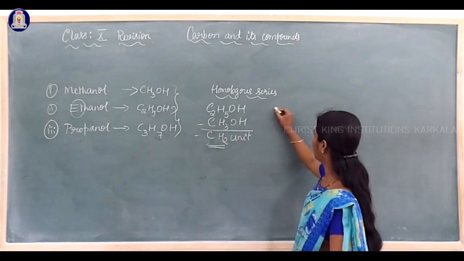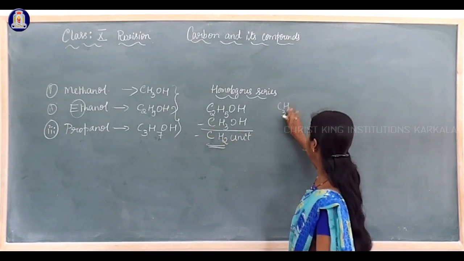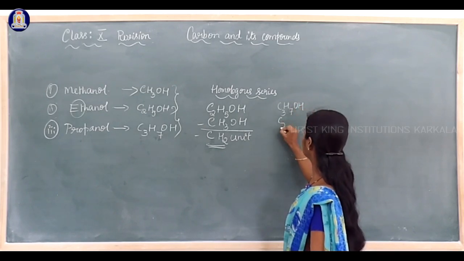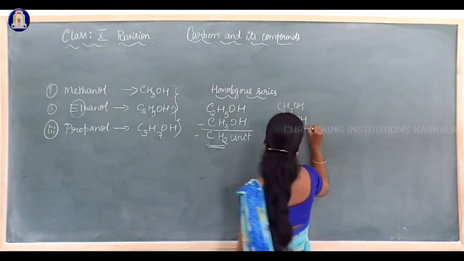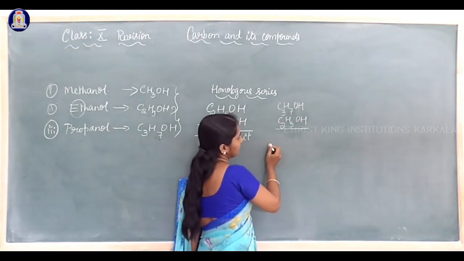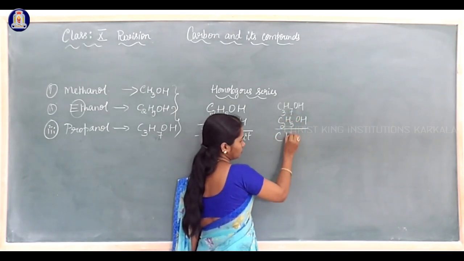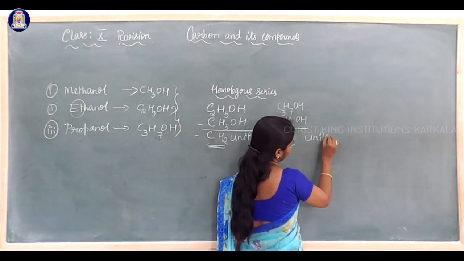The third one is propanol, C3H7OH. The second one is C2H5OH. Find the difference. You will get the answer: 3 minus 2 is 1, 7 minus 5 is 2 hydrogen atoms. You will get the answer CH2 unit.